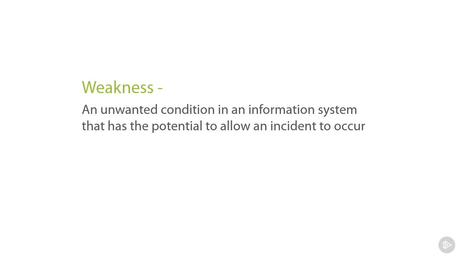Earlier in this module, I mentioned both incidents and weaknesses. And while an incident is an actual occurrence of an event that causes harm and disrupts normal operations, a weakness is an unwanted condition in an information system that has the potential to allow an incident to occur. So let's take a little bit of a closer look at weaknesses.